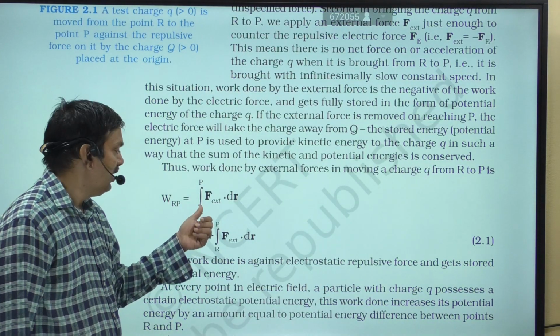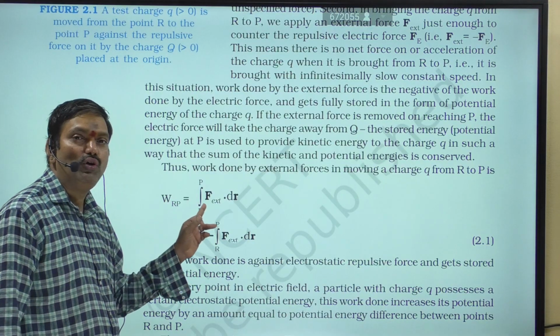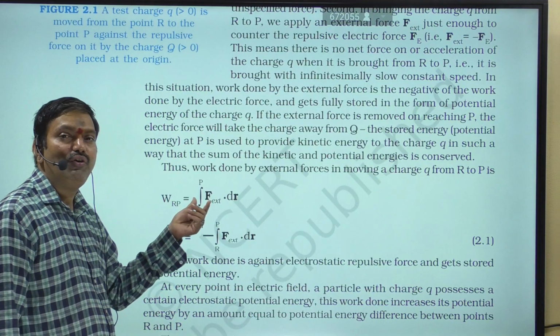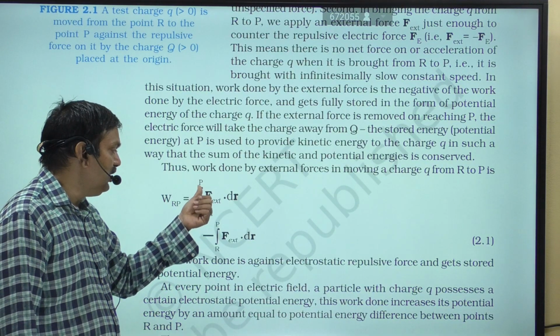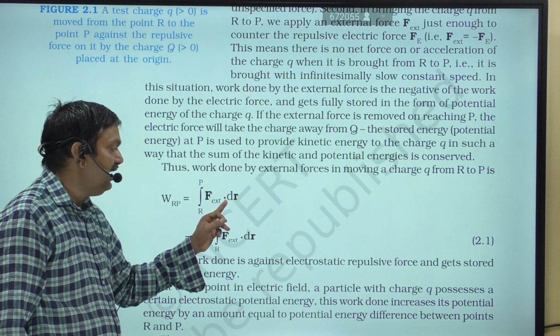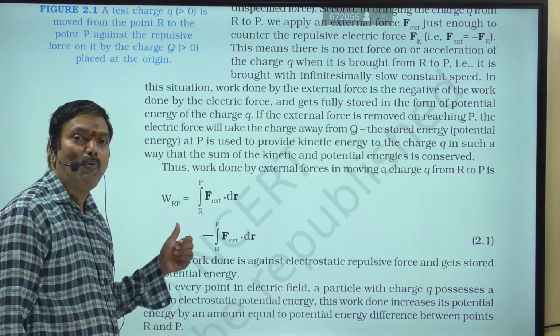work done is equal to force into displacement, from the basics. So you need to integrate this particular part, that is the external work done, and it is dr. dr is a small distance we are bringing from the point R to point P.